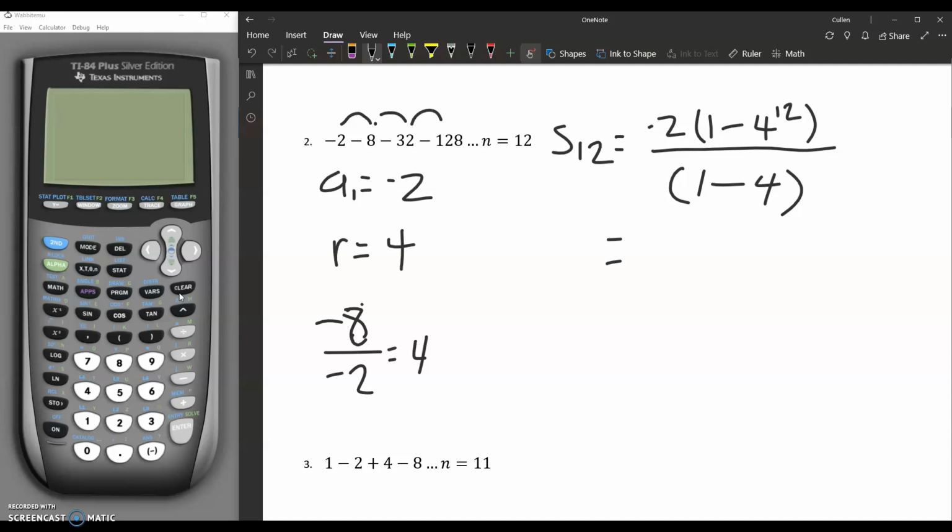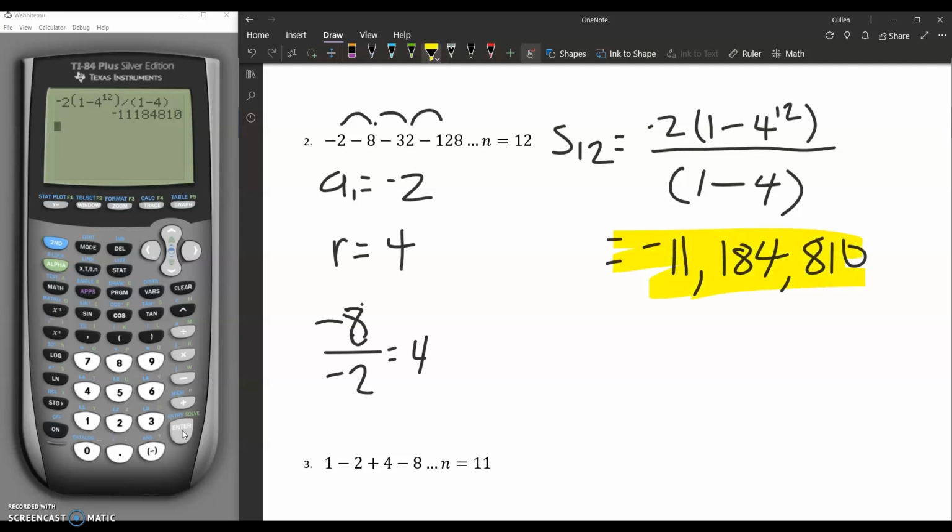So let me show you how you type that expression into your calculator. You want to do -2 times this 1 minus 4 to the 12. Make sure that that part is in parentheses. And then you're going to divide by, and also put this in parentheses. This is the other part that's very important that you put in parentheses. Otherwise, your calculator will not do this right. So spit that out. We get a really, really large negative number, which is what we expect. If you got something that was like 3.5, you may have typed something in wrong. So this is a negative 11 million, 184,000, and then 810. Okay, so there is that sum. And let's scroll down and talk about just a couple more.